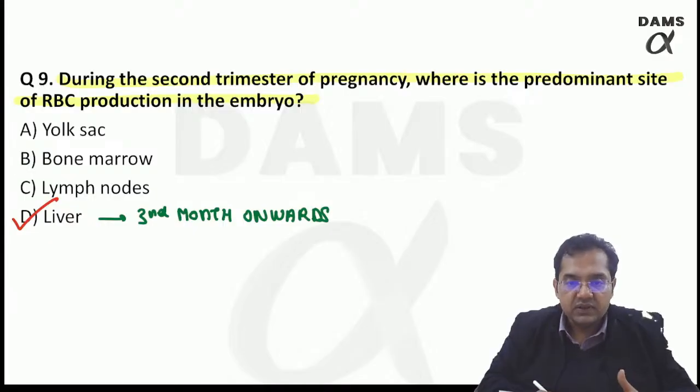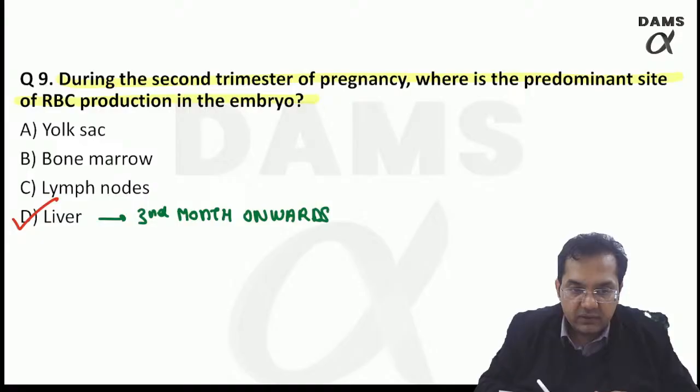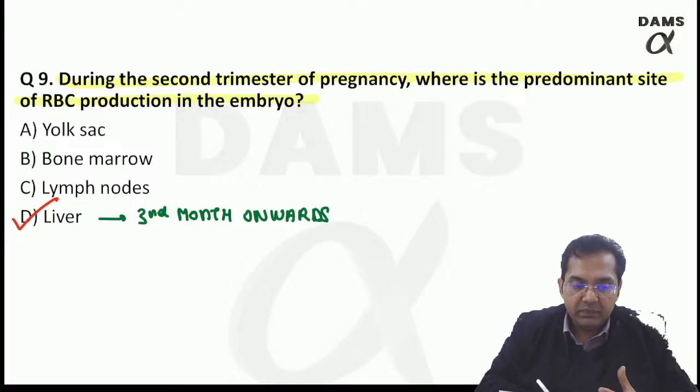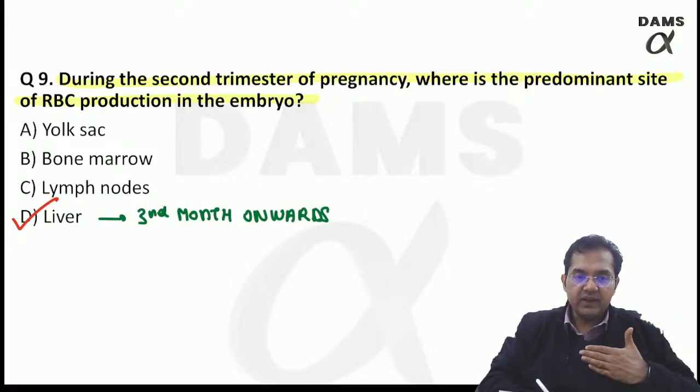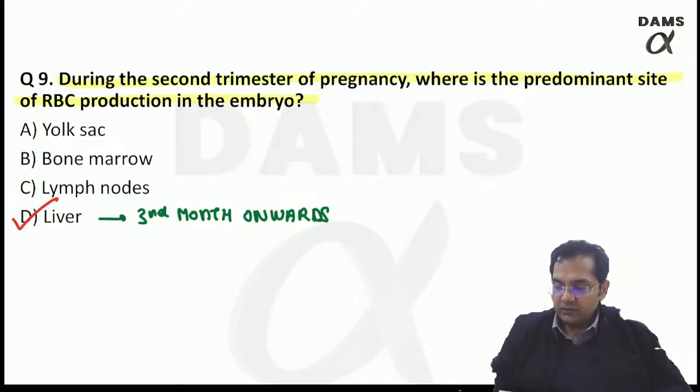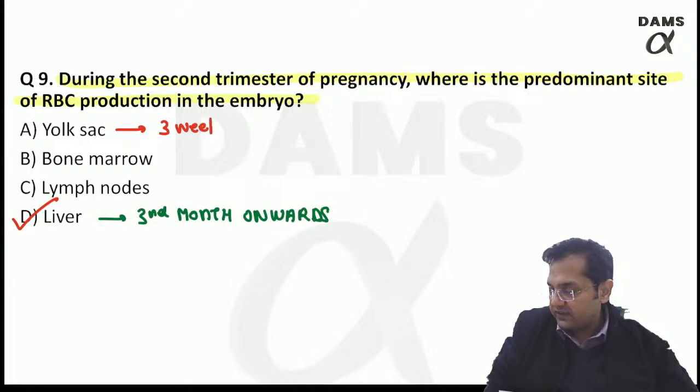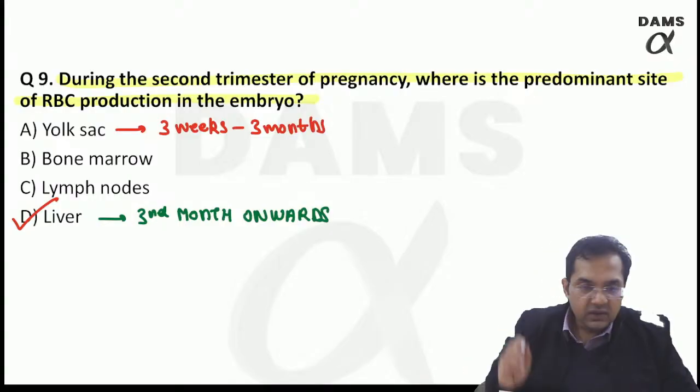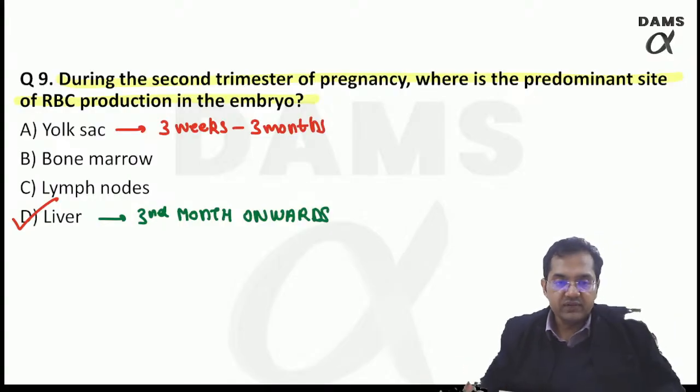And after birth the bone marrow will take over, but what happens is the bone marrow of mainly the membranous bones such as your vertebrae, ribs and the sternum, right? So here yolk sac in the first 3 weeks, as we say, 3 weeks to 3 months, and then liver third month onwards, right?